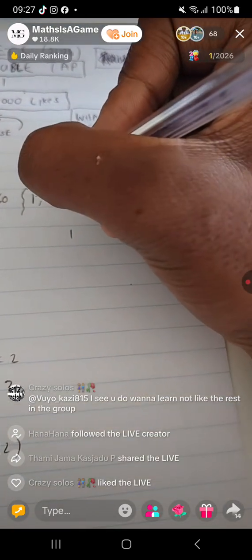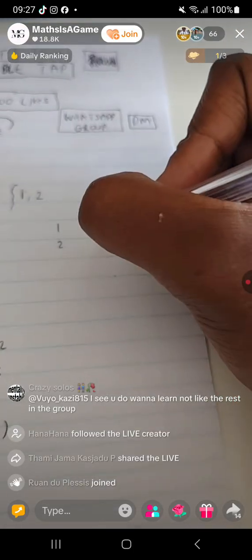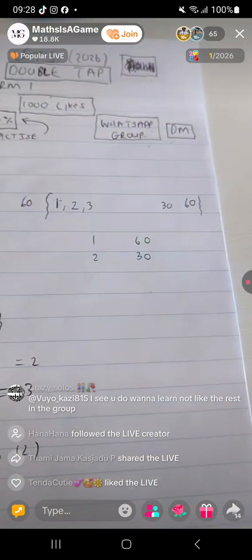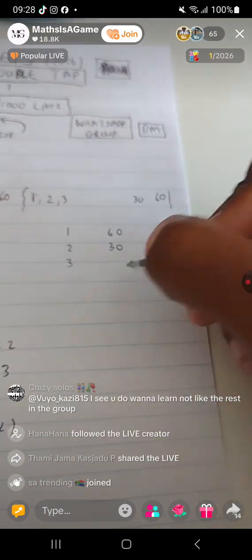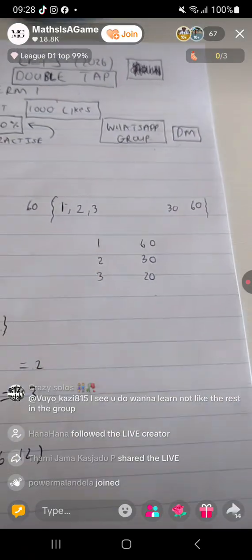Then the next number after 1 is 2. Does 2 go into 60? Yes, it goes into 60. How many times? 30 times. So you have 2 and 30. 3. Does 3 go into 60? Definitely it does. How many times? 3 goes into 60, 20 times.